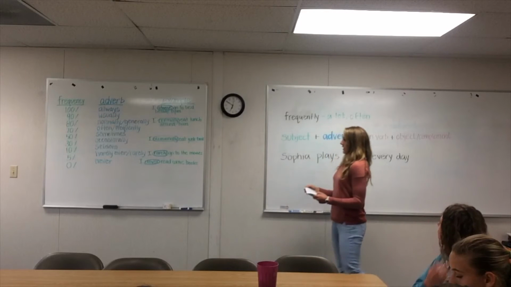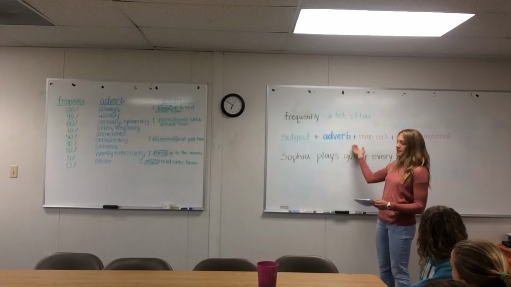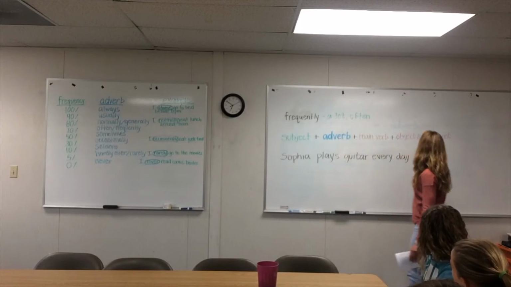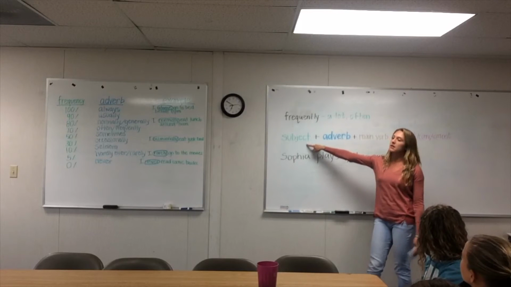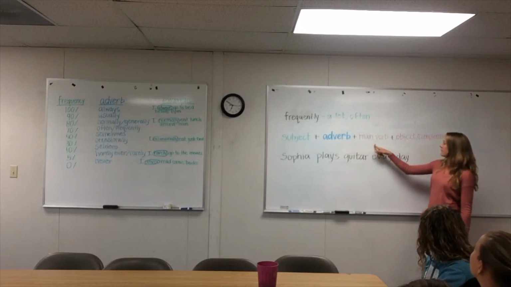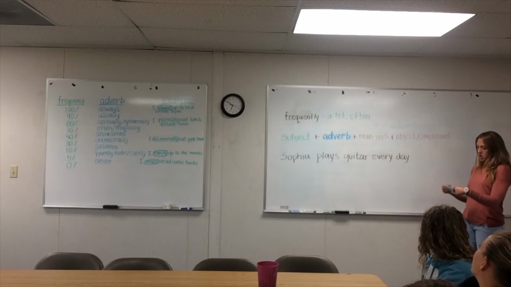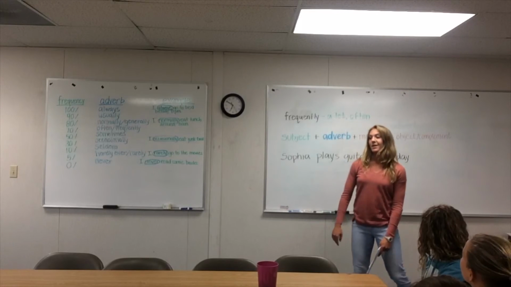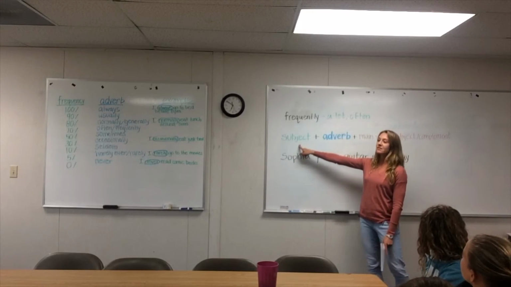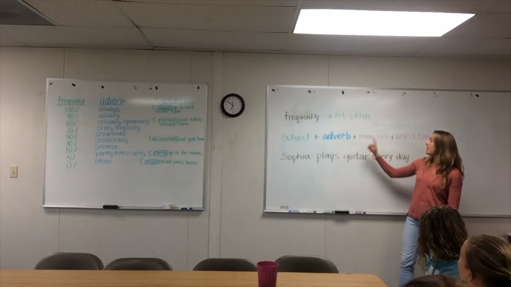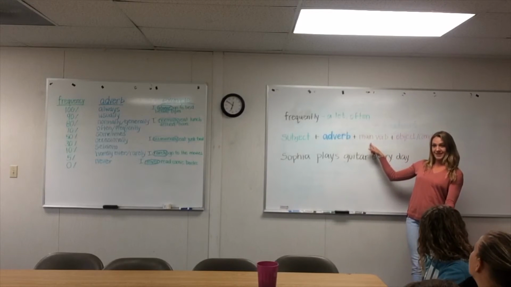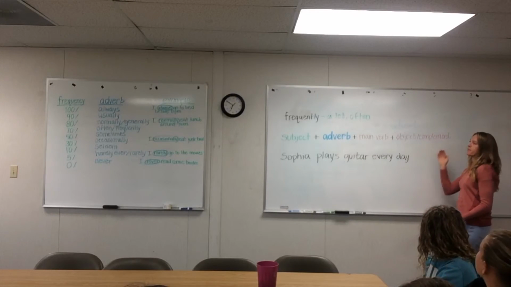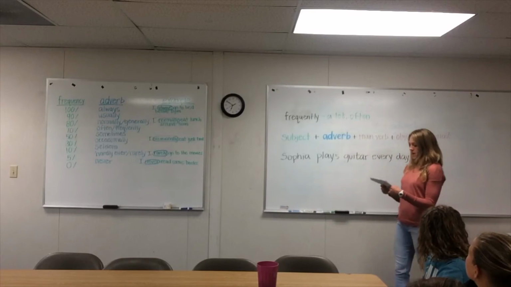So one other thing I want to point out to you guys is sentence structure when we're writing using adverbs of frequency. We usually write things like this: subject, adverb, the main verb, and then the rest of the sentence. So for example, my students always speak English in the classroom. So we have the subject, my students, adverb, always, main verb is speak, and then the rest of the sentence, the object, English in the classroom. My students always speak English in the classroom.